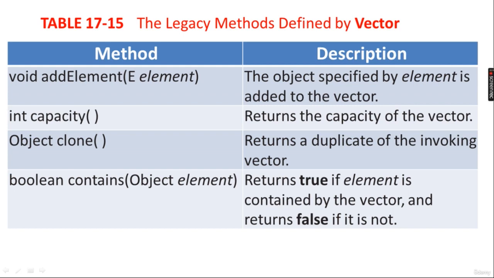We will start now. Void addElement(Object element): the object specified by element is added to the vector. Integer capacity() returns the capacity of the vector. Object clone() returns the duplicate of the invoking vector, that is cloning. Boolean contains(Object element) returns true if the element is contained by the vector and returns false if it is not.